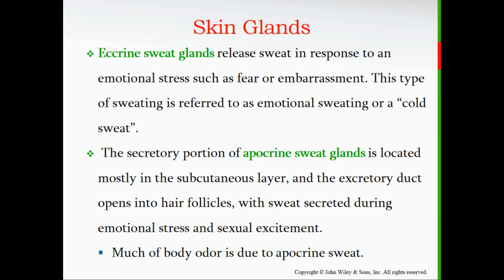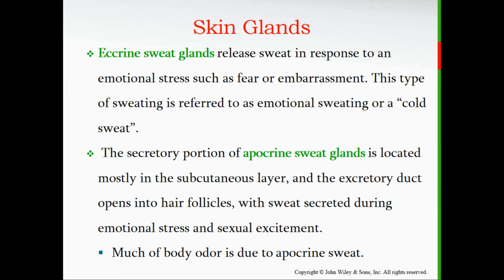The secretory portion of apocrine sweat glands is located mostly in the subcutaneous layer, and the excretory duct opens to the hair follicles. So if you think about the areas we talked about, the groin, the armpit, the beard, there are hair follicles there. And so those sweat glands are typically going to be associated with those hairier regions of your body.